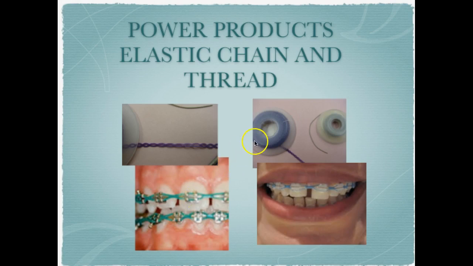Another type of power product is the elastic thread, used very much in the same way as the elastic chain. The threads are usually woven throughout the brackets and the teeth to create pressure to close diastemas.